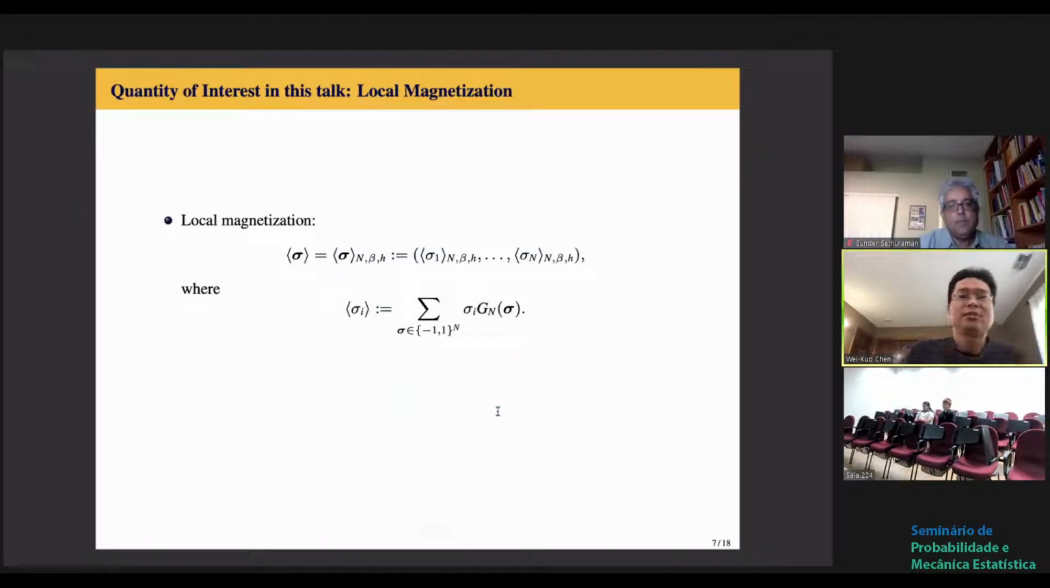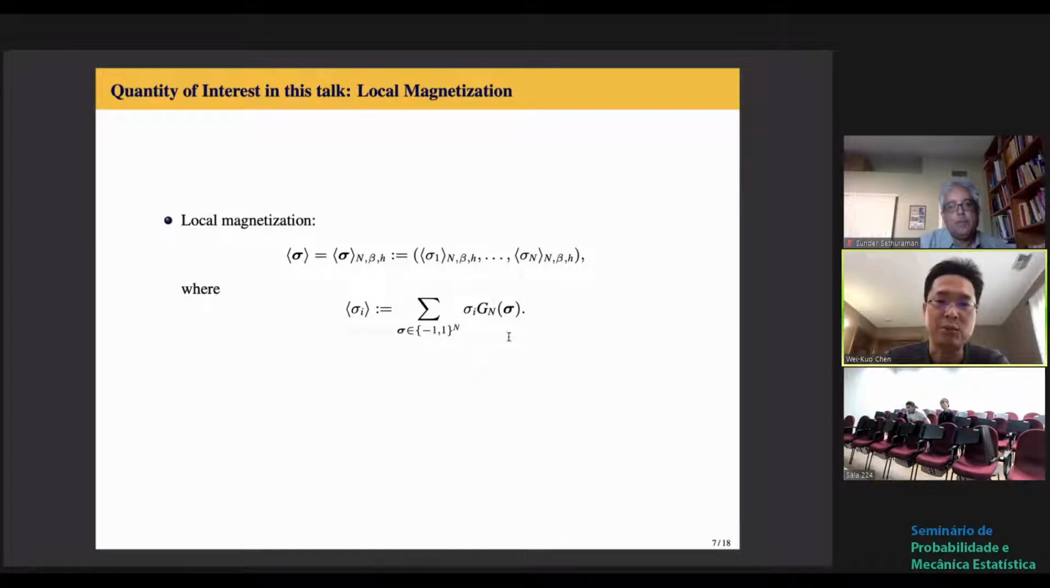Now, as I said earlier in today's title, we care about the local magnetization of the model. Local magnetization is essentially the Gibbs expectation of each of the spins. You sample a sigma from your Gibbs measure, and then you look at the expectation on each site, because sigma is a vector from sigma 1 to sigma n, and you measure the expectation on each site.